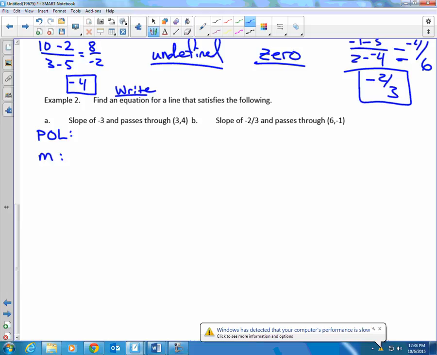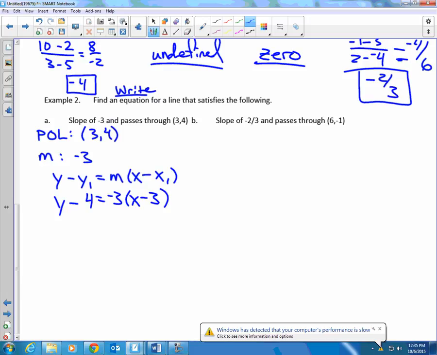Now, in this example, it's very easy because they're given to you. What is the point on our line? 3, 4, and our slope is -3. I used to always go straight to slope intercept form. If that's what you like to do, go ahead. After teaching for a number of years, I've decided to use the point slope formula. And so I will use this to write my equation for my line. Y minus what? Equals -3 times x minus 3. So y minus 4 equals -3x plus 9. Add my 4, -3x plus 13.